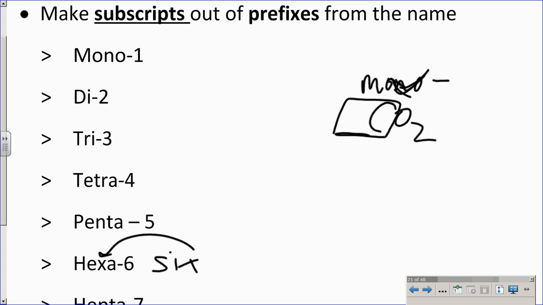Okay, that just sounds dumb. That's the only reason you don't say mono in the front. Now, if I said, what's the gas that comes out of your exhaust pipe that will kill you? Carbon monoxide. Why did you say mono? Yeah, because it's only one oxygen.